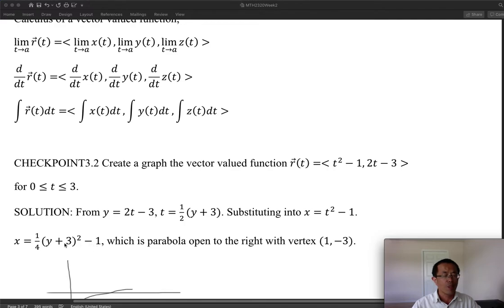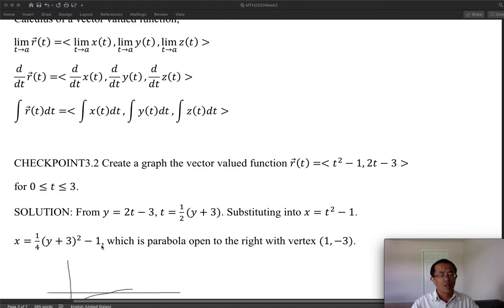It might be harder to figure out what the graph of this equation would look like, but I say this is a quadratic function, right? Usually with a quadratic function we have y equals x squared, so that's a parabola opening upward. And this time what we have here is x equals (y plus 3) squared. So I said that this is a parabola opening to the right.